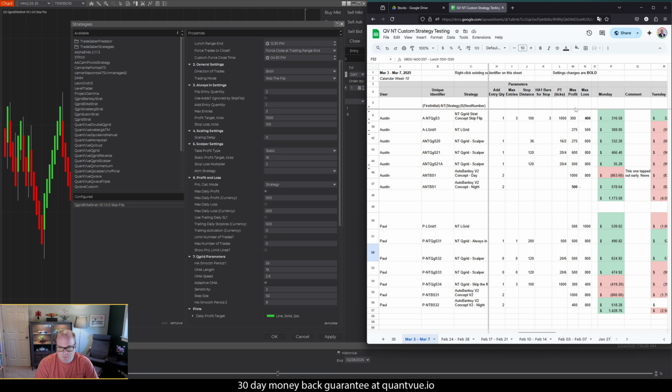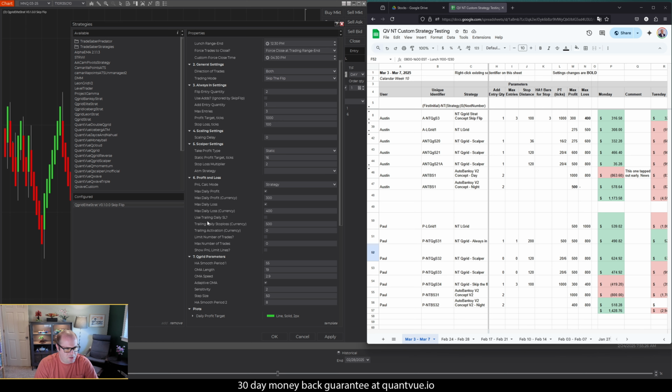So max profit for the day, I want a $300 max profit. That's currency, and I've also selected it. If you unselect it, you don't have a max profit. It'll just keep going. Max daily loss, I'm going to check that too, and then I'm going to put in 400. That was a new one for that week. That's why it's in bold. Setting changes are in bold. More comfortable with it, so I dropped it down to 400.